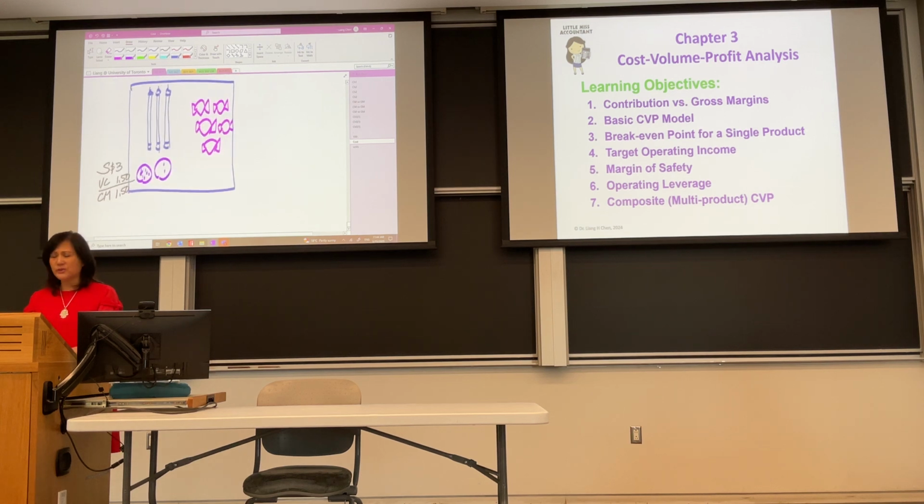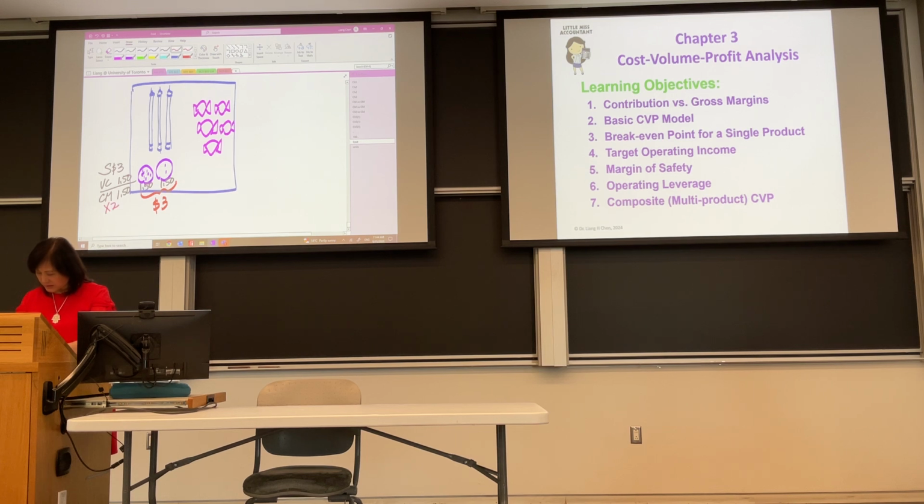How many balls do we have in this bag? 2. Each one gives you $1.50, $1.50. You have 2, so the 2 together is $3. So proportionally, you times 2 because I have 2. So $3. This is the contribution margin composite, combined. Okay, let's take a look at pens.